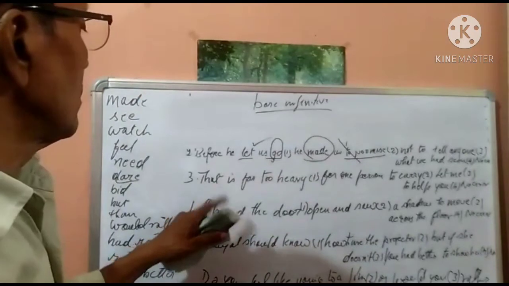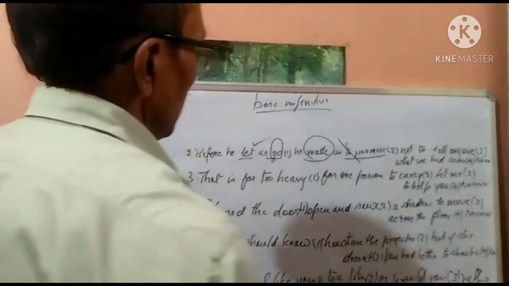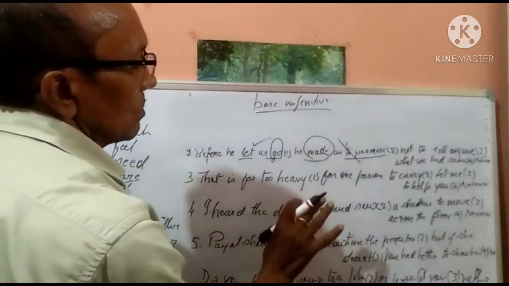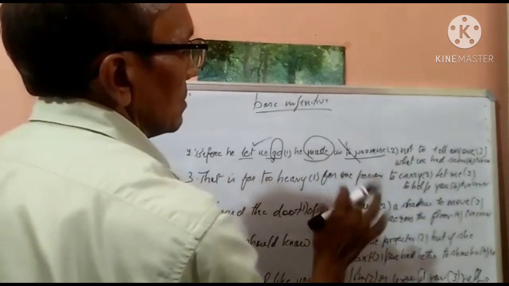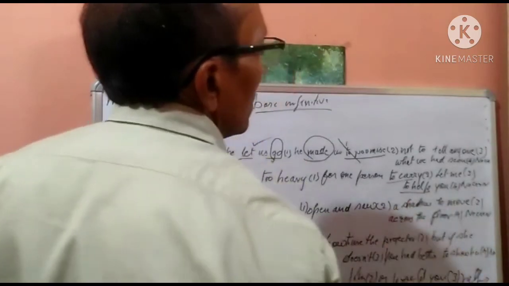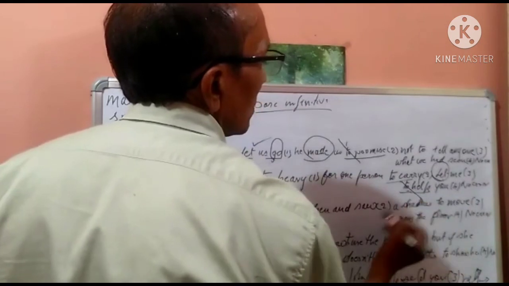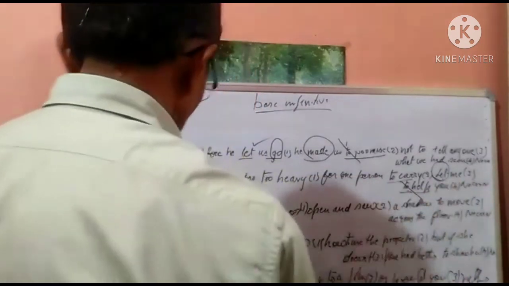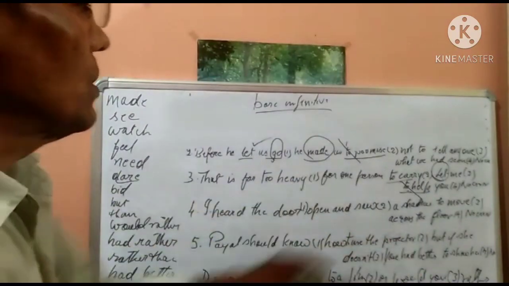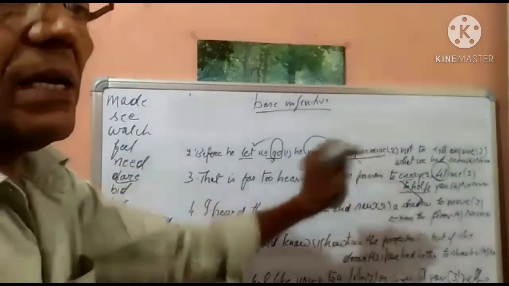Now let's take the second one. That is far too heavy for one person to carry. So no mistake in here. That is far too heavy, no mistake. For one person to carry, this is also correct. This is to infinitive. Let me to help. With let, we use bare infinitive. So this is the mistake. With let, as I have told you, we use bare infinitive. So here the mistake is in the last one. Let me help, it should be help.